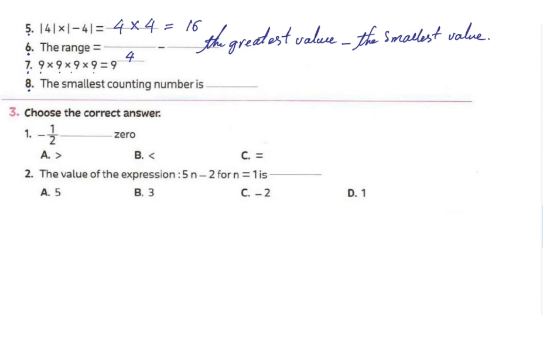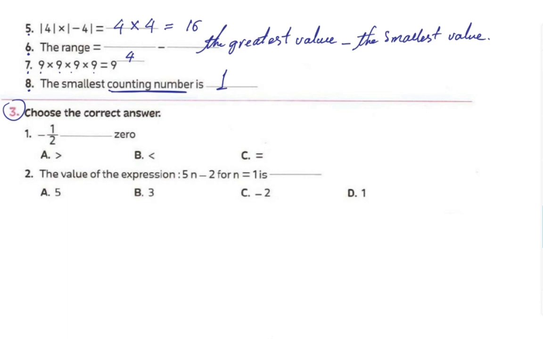Last point, to complete the smallest counting number. We have the set of counting numbers. Start with what? With 1. 1 is the smallest counting number. When you count anything, start with what? Start with 1. 1, 2, 3, 4. So 1 is the smallest.